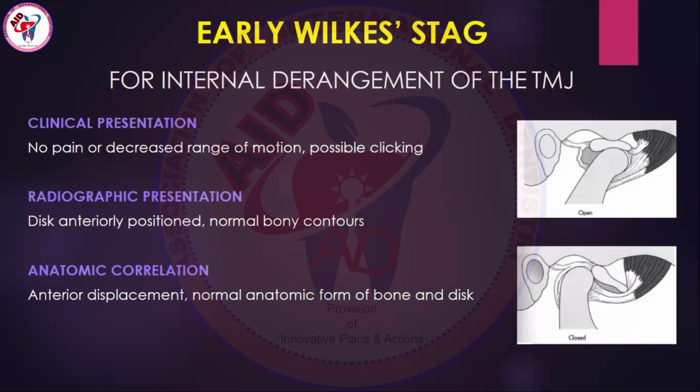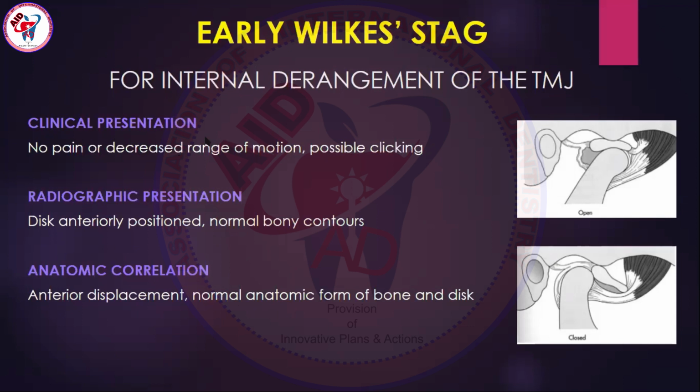Here you see the internal derangement of the early Wilkes stage. What is that? This is the first stage of internal derangement, ladies and gentlemen. Clinical presentation is no pain or decreased range of motion, and there may be a very initial stage of clicking. This is the initial stage.